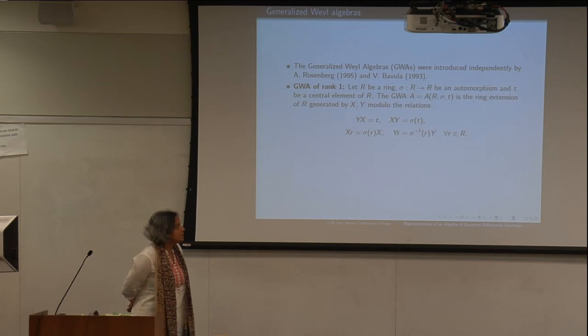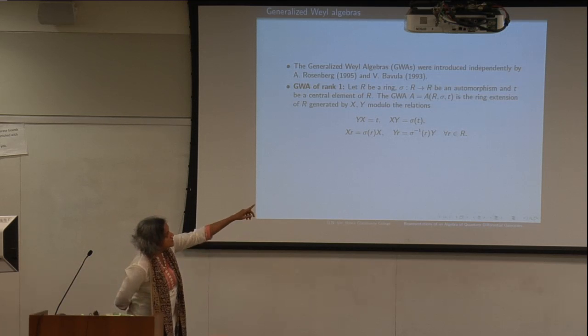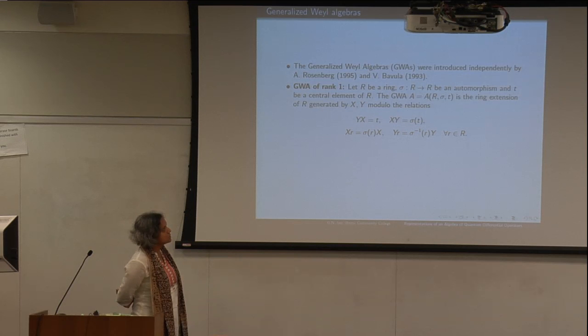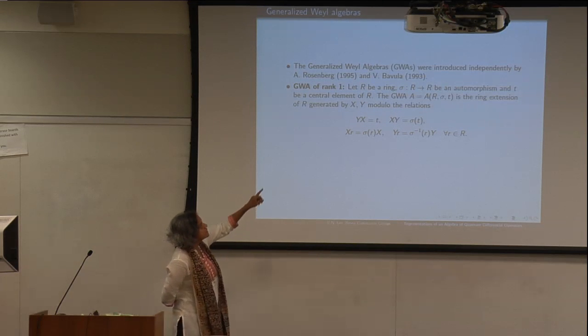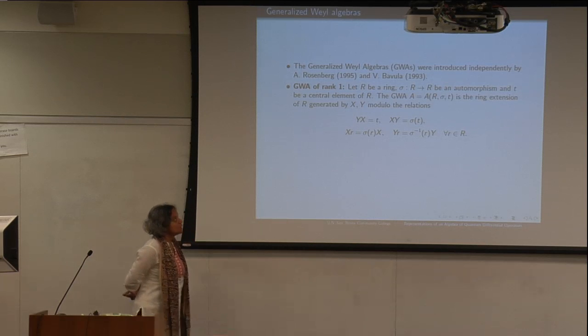Start with a ring R and an automorphism σ of R. Let t be a central element of R. Then the generalized Weyl algebra generated over this ring with respect to this automorphism and the central element is an extension of R generated by two new elements, modulo these relations.